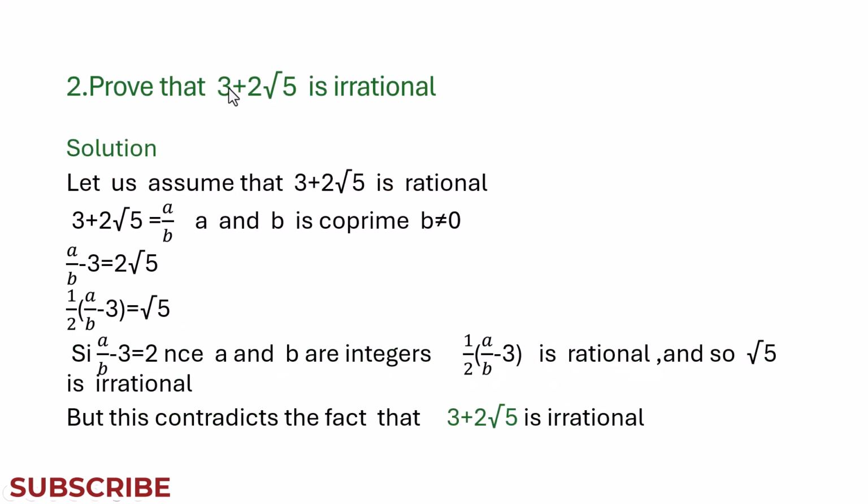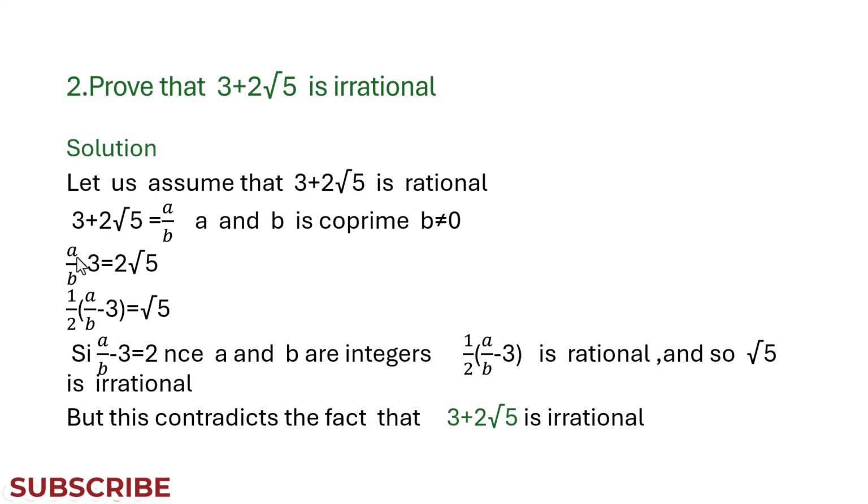Prove that 3 plus 2 root 5 is irrational. First step, let us assume that 3 plus 2 root 5 is rational. Then 3 plus 2 root 5 is equal to a upon b, where a and b are coprime, b not equal to 0. In this type of question, keep only the irrational number on one side, and all the rational numbers on the other side. Here root 5 is irrational, keep it on one side, and 3 and 2 are rational, transpose them to the other side.